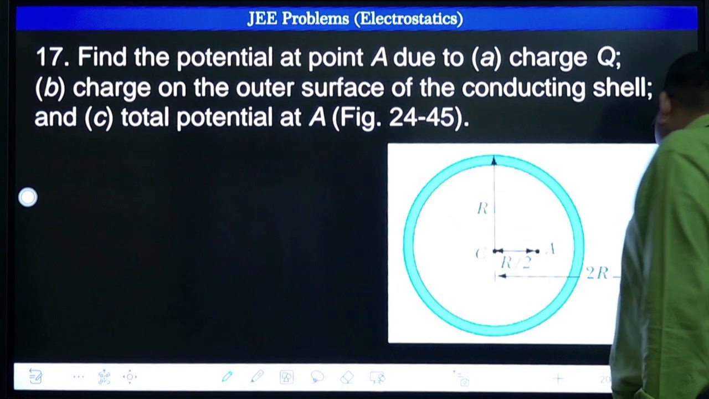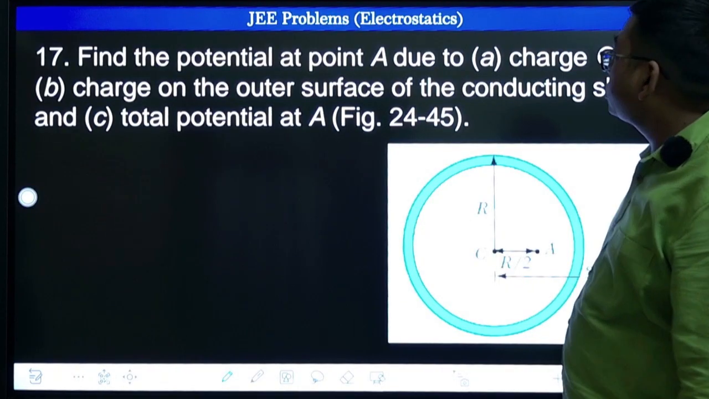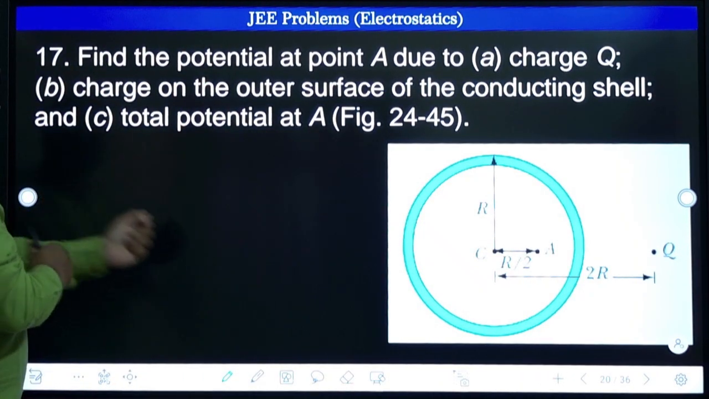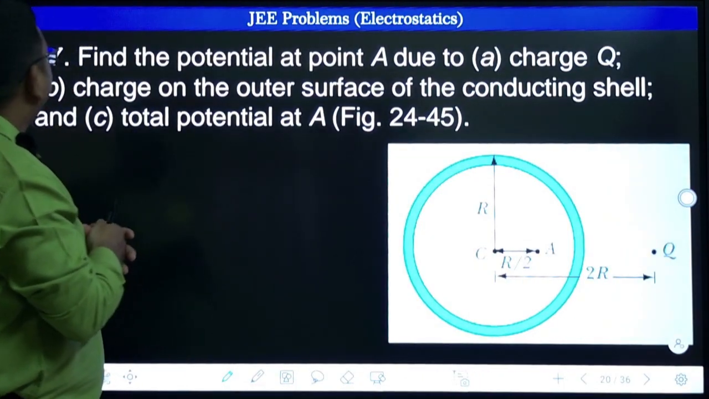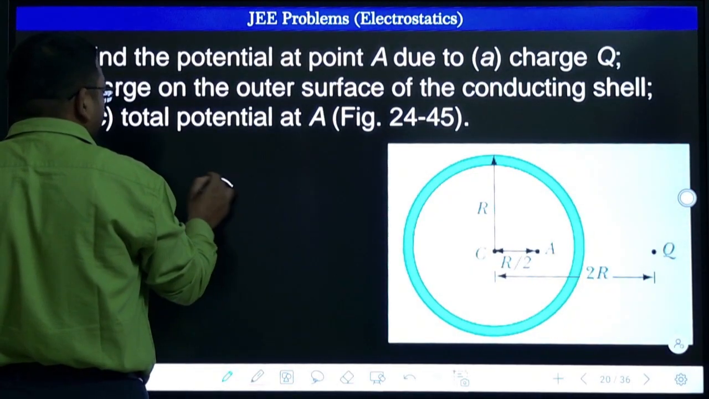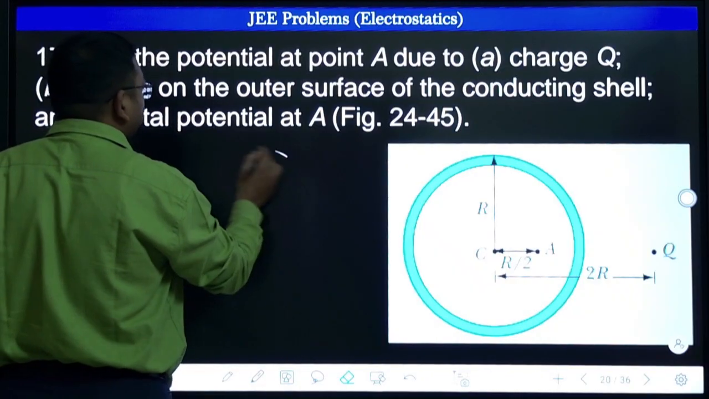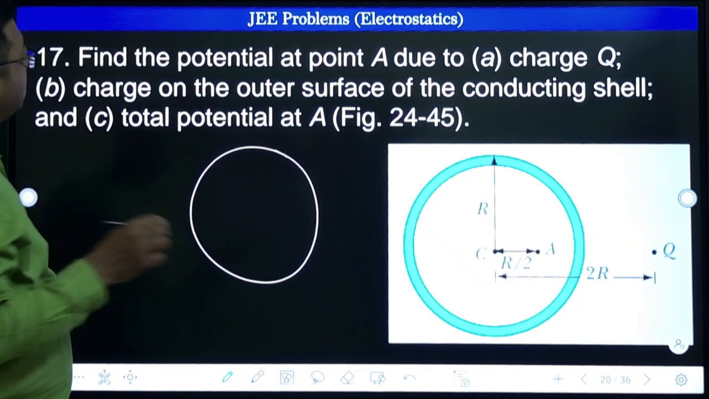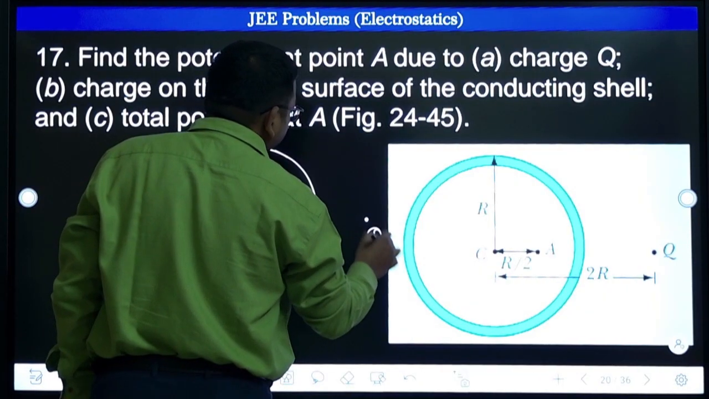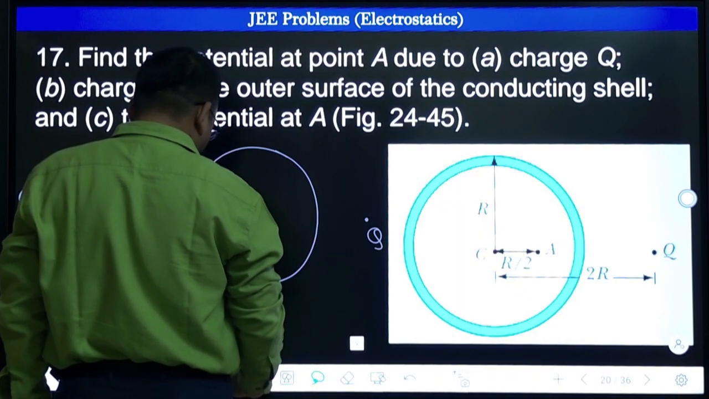Let us move next. Question number 17. Find the potential at point A due to charge Q. Charge on the outer surface of this cell and total potential. So I will redraw this diagram because it may not look clear. There is a cell. So there are charges there. One charge is outside here, capital Q. So this is the center O, let us say, and this is point A.